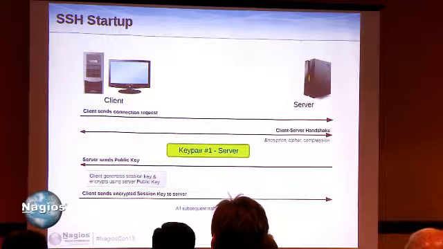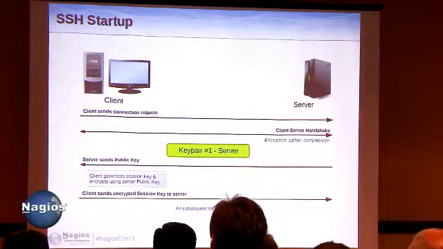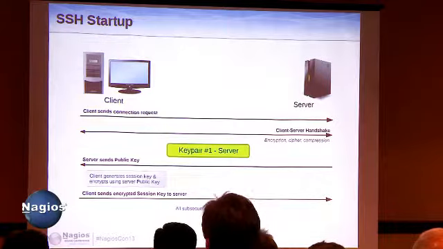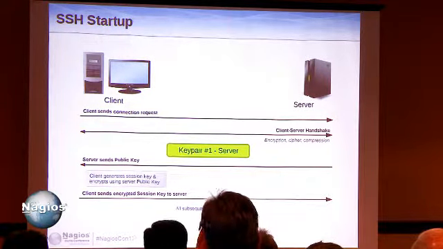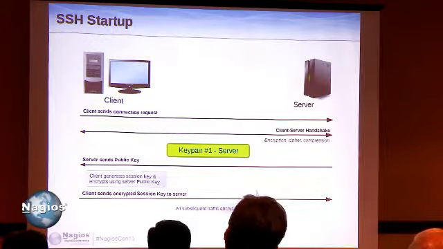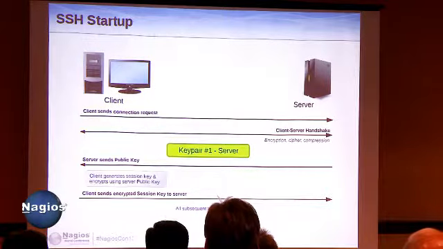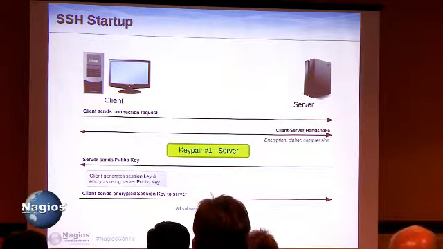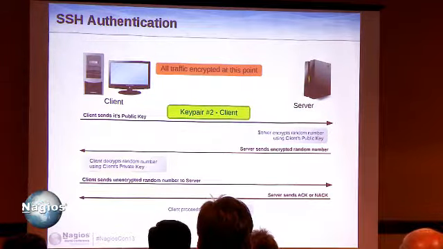The client uses that public key to generate a session key and encrypts using the server public key, sends that encrypted session key back to the server. At that point, all traffic is encrypted. That's the basic operation of SSH to get a secure connection. Once you have a secure connection, then you do the authentication.